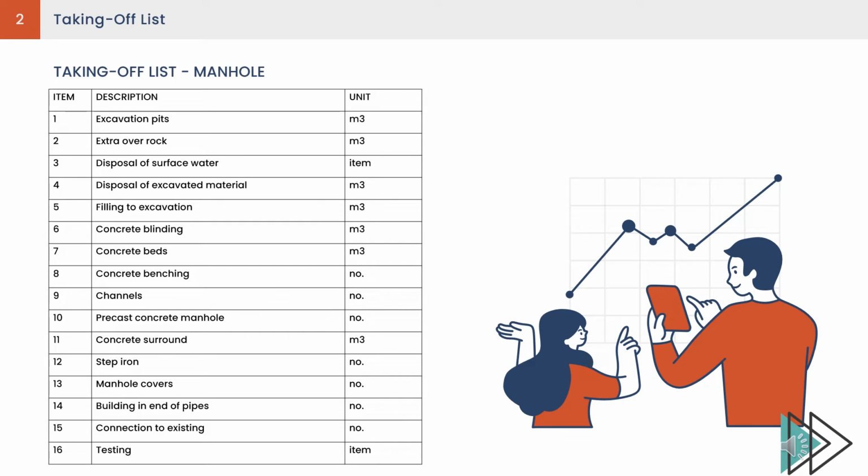Next, for manhole, we will be taking off excavation of pits, extra over excavation, disposal of surface water, disposal of excavated material, filling to excavation, concrete bedding, concrete bed, concrete benching, channels, precast concrete manhole, concrete surround, step iron, manhole covers, building in ends of pipes, connection to existing pipe, and testing.